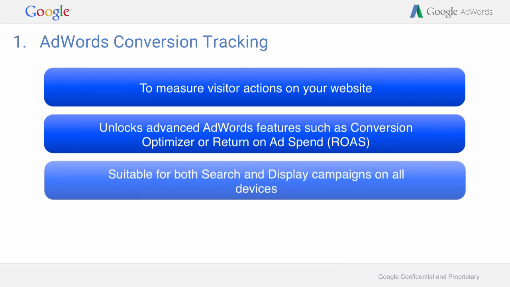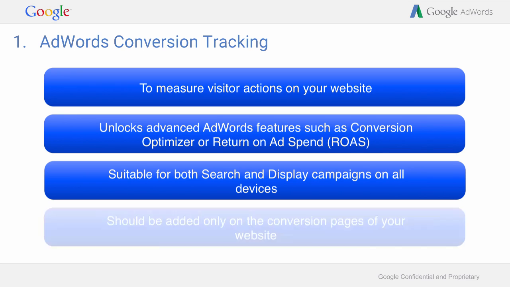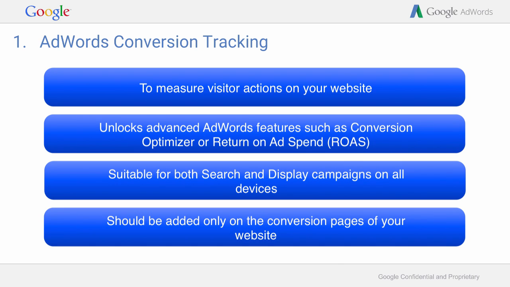AdWords conversion tracking is useful for all campaign types and works for both search and display. The tag should only go on the conversion pages of your website, for example, the thank you pages after a purchase. It should not be on every single page.